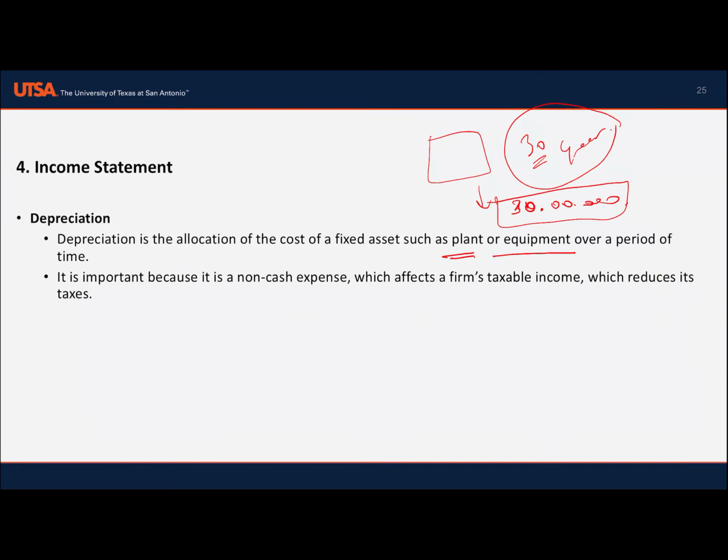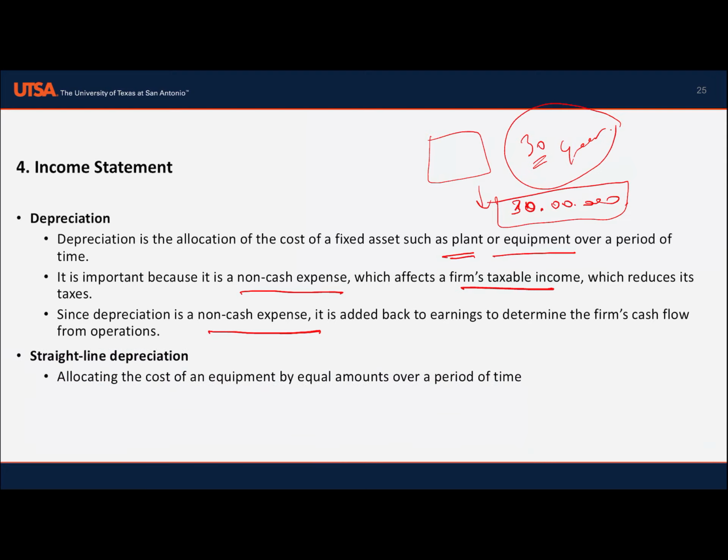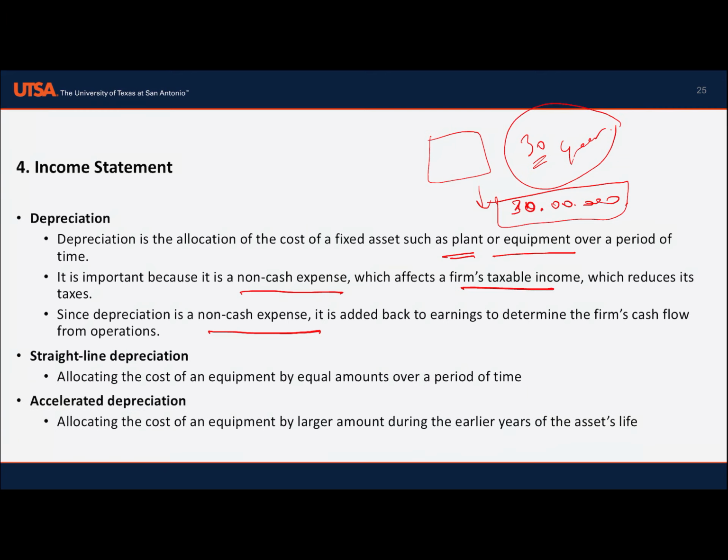So it's important because it's a non-cash expense which affects the firm's taxable income, which reduces its taxes. Since depreciation is a non-cash expense, it's added back to earnings to determine the firm's cash flow from operations. So we have different methods. First one is straight line depreciation, and second one is accelerated depreciation.